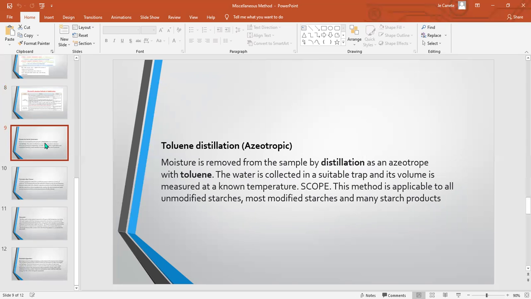Toluene distillation, azeotropic. Moisture is removed from the sample by distillation as an azeotrope with toluene. The water is collected in a suitable trap and its volume is measured at a temperature. Scope. This method is applicable to all unmodified starches, most modified starches, and mini starch products.